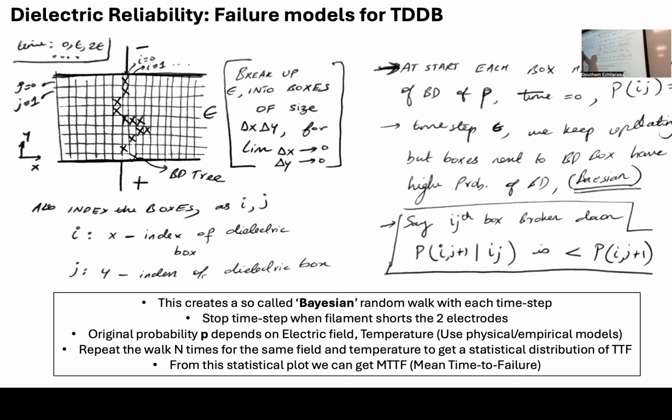Once one breaks down, the probability that others surrounding it can break down actually increases. If you remember from your school days, there's something called dependent probability. Consider the ijth cell. The probability that a cell adjacent to the ijth cell breaks down is higher than the probability that it breaks down if no cells around it had broken down. So if there's a breakdown here, it causes the probability of breakdown next to it to be higher.